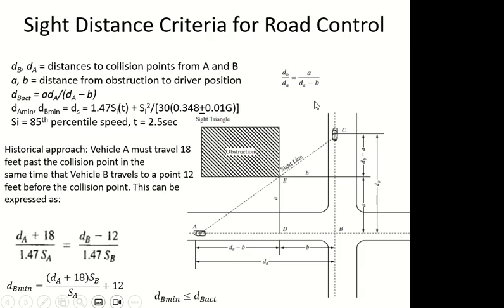Now, this equation gives you the relationship between the obstruction distance from the road and the distance which is available to the conflict point. So if the obstruction distance is A and B, the distance to the conflict point is equal to dA and dB.